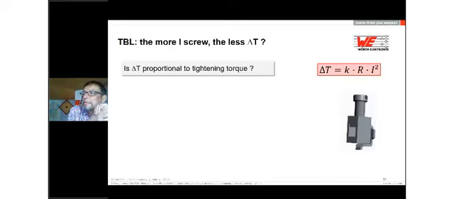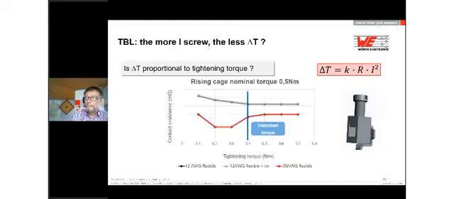Then we have some terminal blocks. They have a screw system inside. So some people say, oh, isn't it good to add a higher torque on this screw? Is the delta T proportional to the tightening torque? We also tested this, and at the end, it is not.